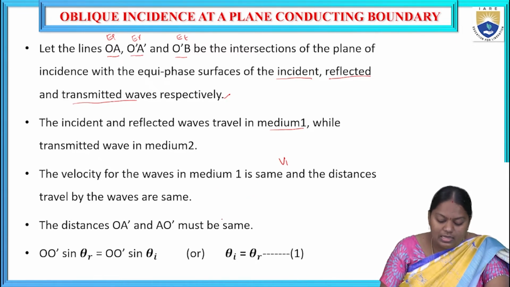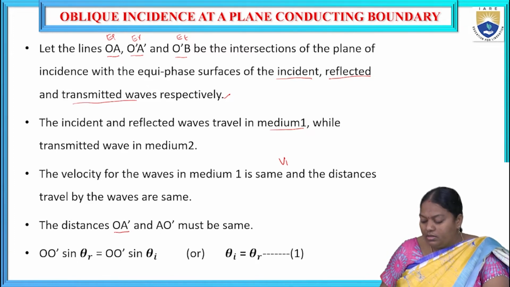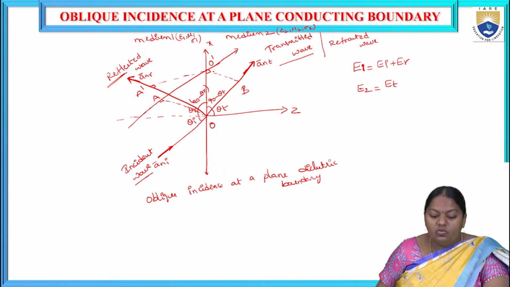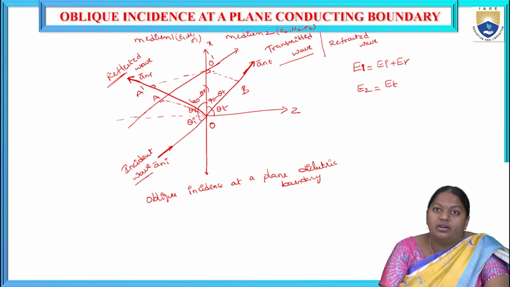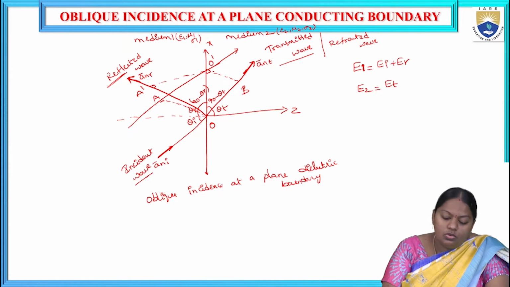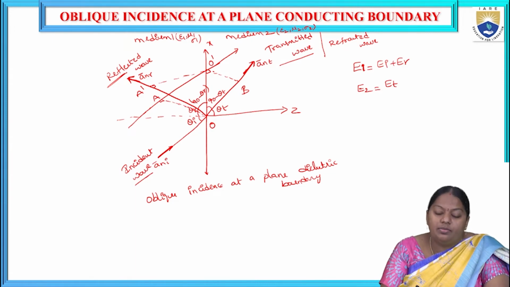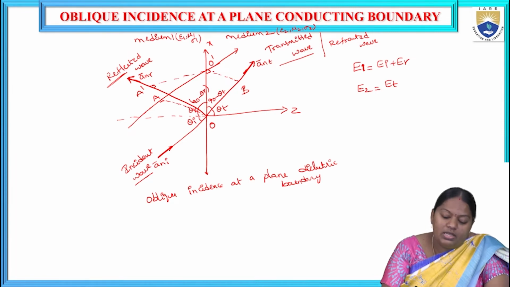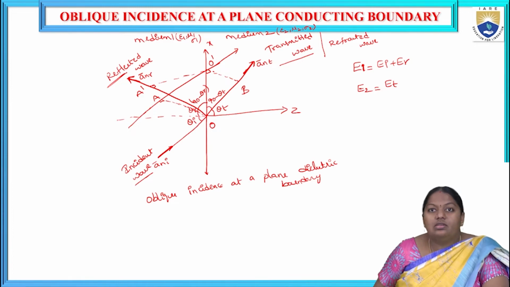So from that we can say the distances, those two distances, how we can consider, are AO dash and OA dash. The two waves which exist in medium 1 are the incident wave and the reflected wave. AO dash is for the reflected wave and OA dash is for the incident wave, right? Two waves are moving in the same medium, so velocities are the same. If the velocities are the same, the distances traveled by the two equiphase surfaces are also the same, right?